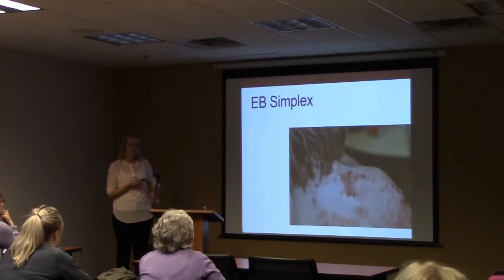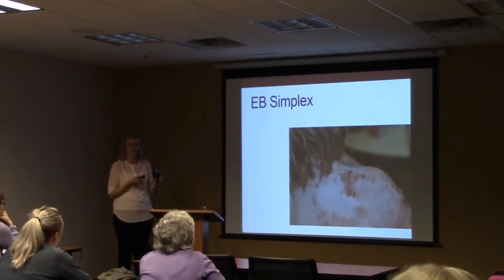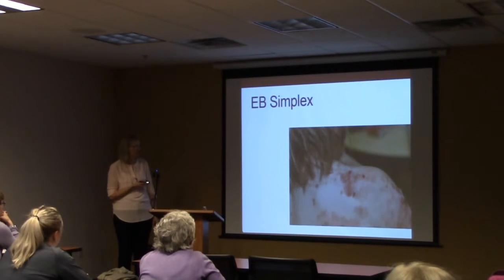It was still EB simplex, so it's still a very good prognosis for her. Over time, she will most likely stop blistering. She may have a little bit of dyspigmentation, but this will not severely affect her life. She won't have malnutrition because of it. She's not going to have any long-lasting effects. There's no decreased life expectancy. EB simplex is not a bad type of EB to have if you have to have one.